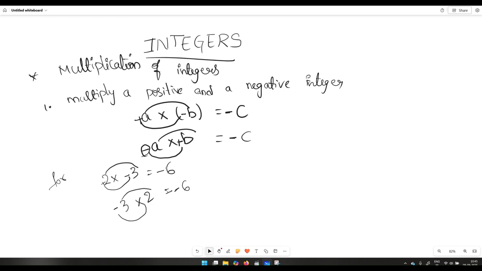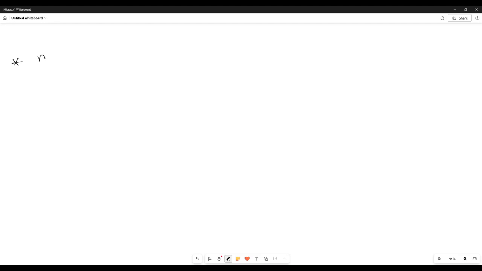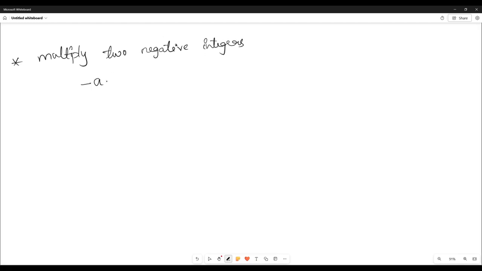Let's see the second topic. Multiplication of integers is to multiply two negative integers, which means minus a into minus b. Minus into minus becomes positive. So a into b is c. We get the positive answer.